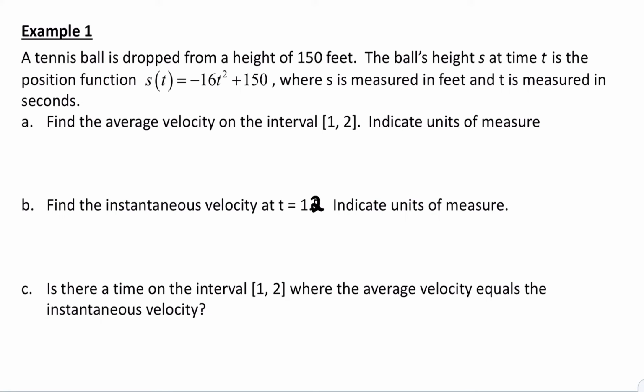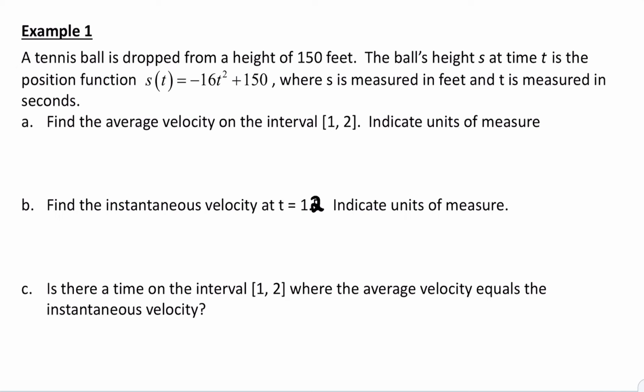Okay, our first example. We have a tennis ball dropped from a height of 150 feet. The ball's height, s, at time t, is measured by that position function, where s is measured in feet and t is measured in seconds. Now, I just want to give you a heads up. The book has you fill in certain pieces of this equation. They give you a more general equation. So if you're in physics, they're giving you an equation similar to one you're going to find in physics. I'm always going to give you what the position function is, because I don't need you to memorize the physics formulas. I need you to know how to do the calculus with those formulas.